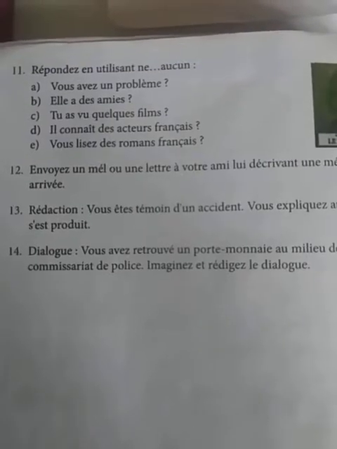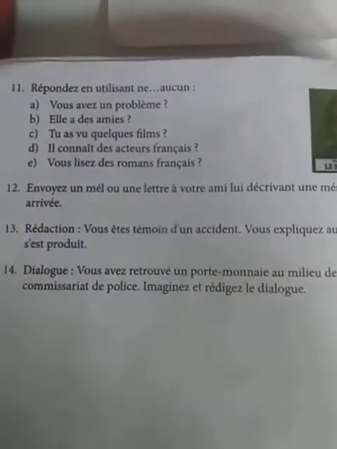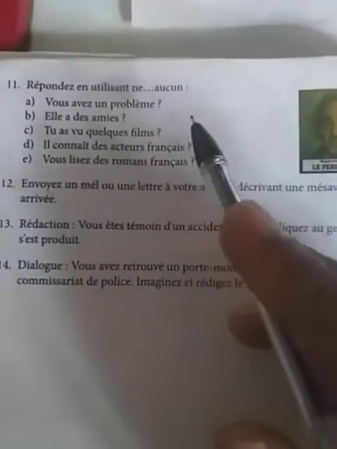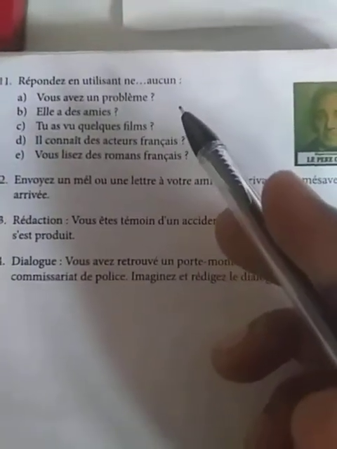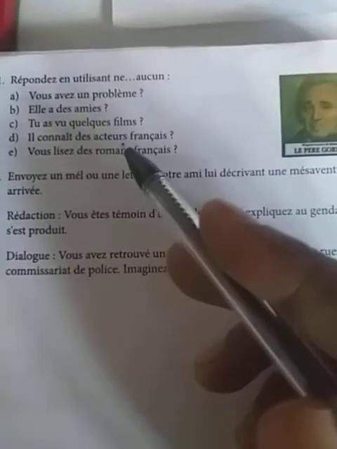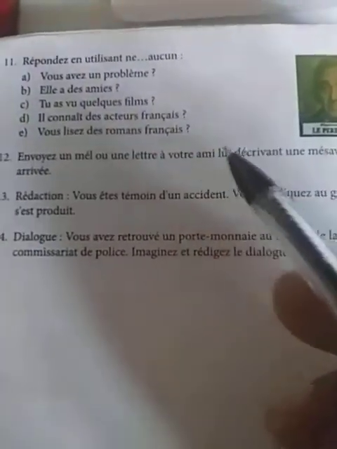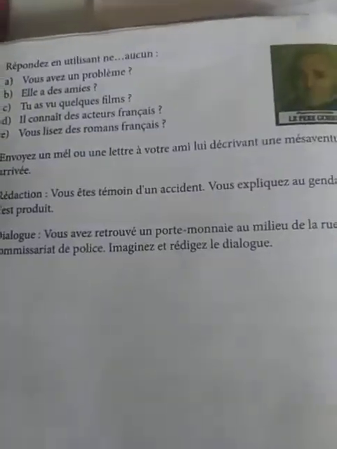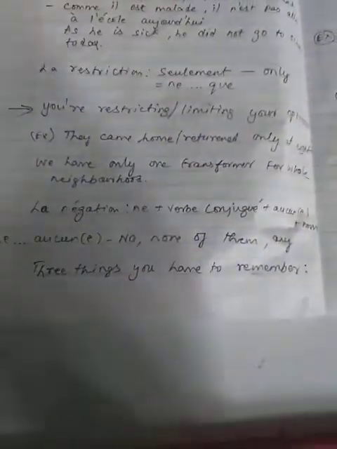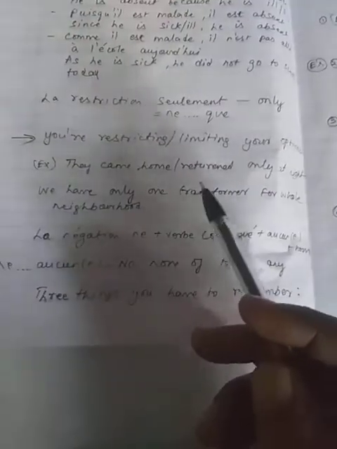Now page number 10, 11th grammar exercise. Répondez en utilisant ne aucun. Negative sentence. Your question is asked, you have to answer the question in negative form. Ne aucun. We have already taken this in the grammar part. Aucun means no, none of them, any, negative form. Three things you have to remember while making this negative sentence.